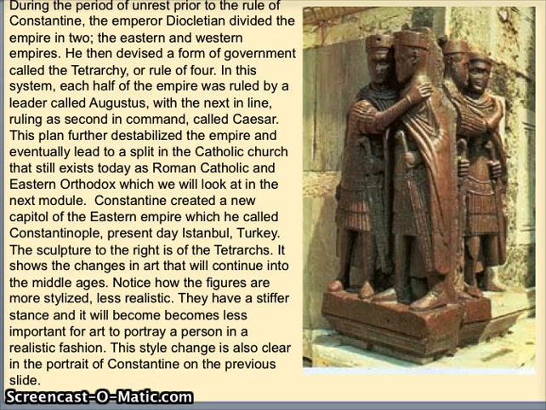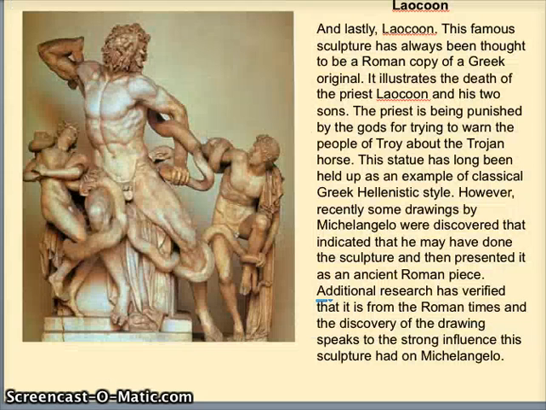Constantine created this new capital in the Eastern Empire, as I said, Constantinople, in Turkey. The sculpture to the right is of the Tetrarchs, the 4 rulers, and I want you to note the changes in art that will continue into the Middle Ages. Notice how stiff these figures look. They're much less lifelike than what we saw in earlier work, and this change is also clear in the portrait of Constantine that we saw on the previous page.